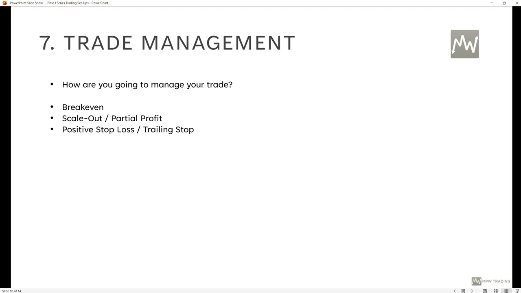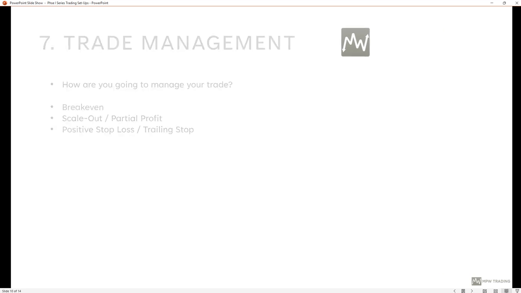Then we have the scale out, partial profit. Now let's say you want to close some of your profits kasi gusto mo siyang i-hold ng mas matagal, and also positive stop loss. So ang goal mo rin dito sa positive stop loss or trailing stop is to hold your trades as much as you can para ma-ride mo yung trend, no? So that if ever na yung market pullback, tamaan yung iyong SL, at least nakapag-secure ka ng some profits.